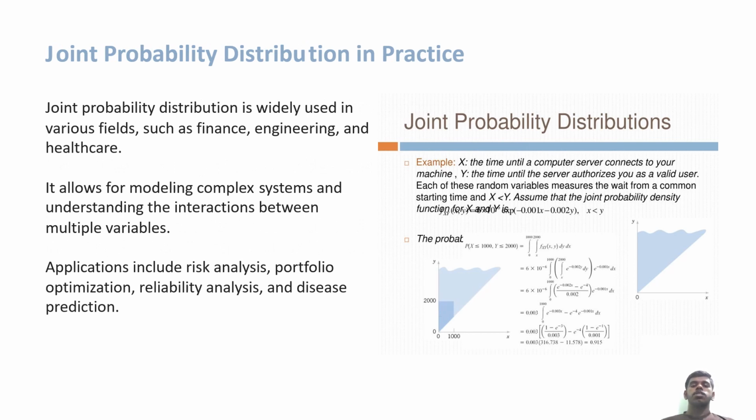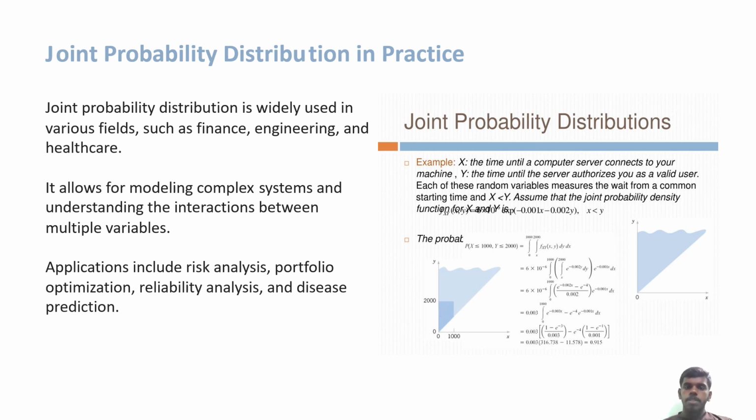Joint probability distribution in practice. Joint probability distribution is widely used in various fields such as finance, engineering, and healthcare. It allows for modeling complex systems and understanding the interaction between multiple variables. Applications include risk analysis, portfolio optimization, reliability analysis, and disease prediction.